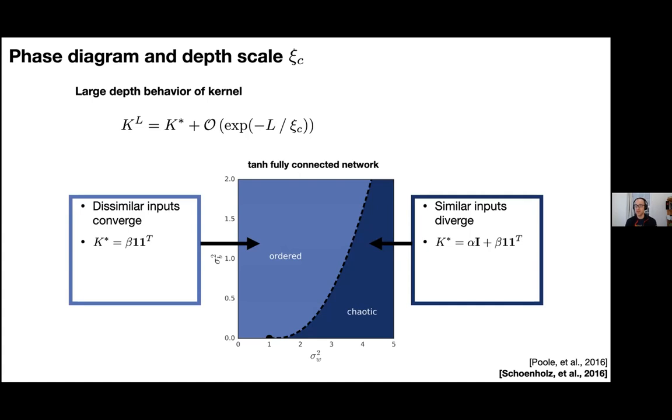So in the ordered regime, the neural network is useless because all information about the inputs is lost. They just become identical. And in the chaotic regime, the neural network is useless because no matter what structure there was in your input data distribution, it's like it's being pushed through a hash function. You just get essentially random outputs for each of your inputs. And both of those are very hard to train and also won't work well even if you succeed in training them.